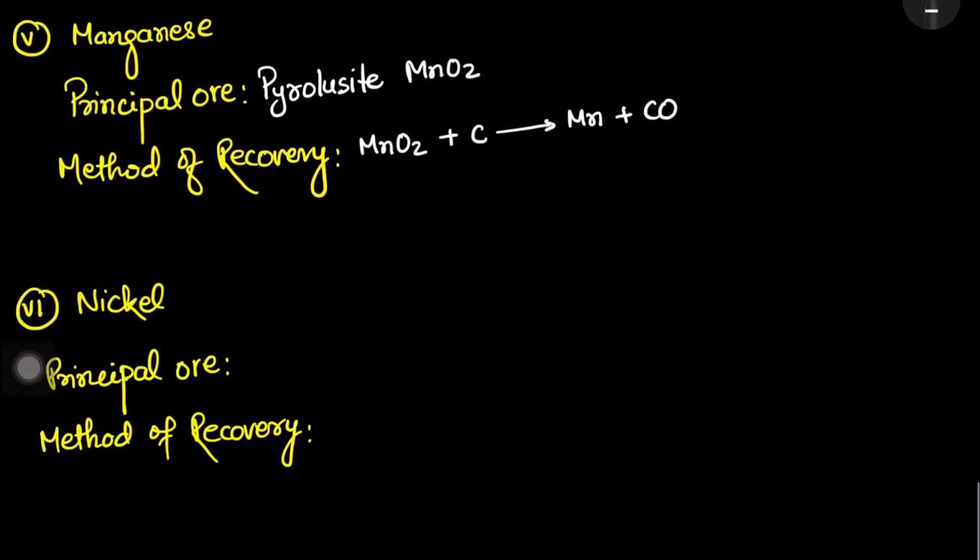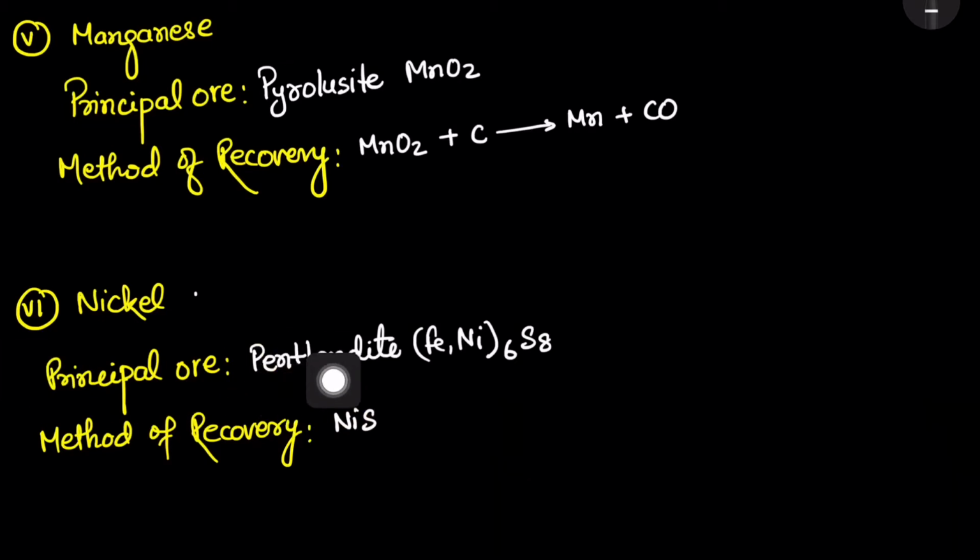Next we have nickel, and the principal ore of nickel is pentlandite. This is basically iron nickel sulfide, (Fe,Ni)9S8. Okay, in this case the method of recovery is that the nickel sulfide present in this pentlandite ore is treated with oxygen, and this converts it to nickel and SO2 gas. So that is the method of recovery of nickel.